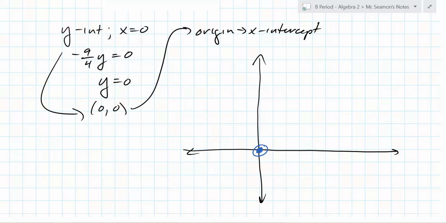Pick a different number for what? X or Y? For X? Yeah, we could just pick another X value, right? Sure. And then plug that in. So what X value do you want to use? X equals 1. Well, if you go too big, it's just going to go off the graph. You can use 7. That's fine.